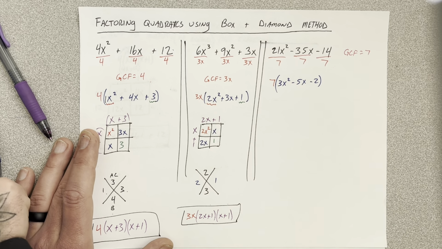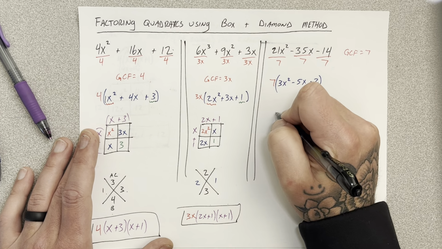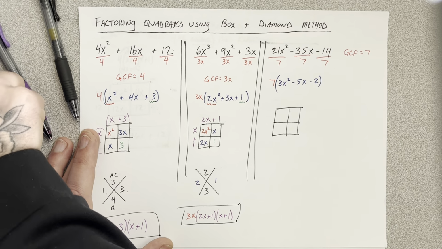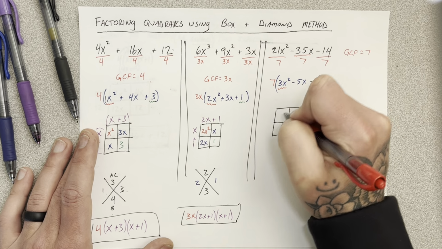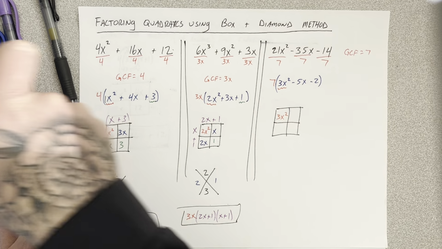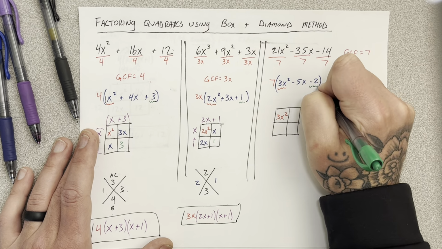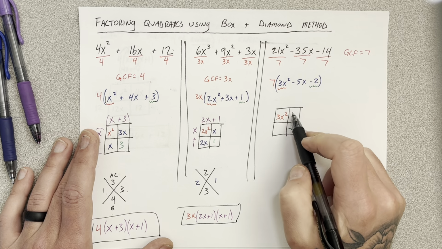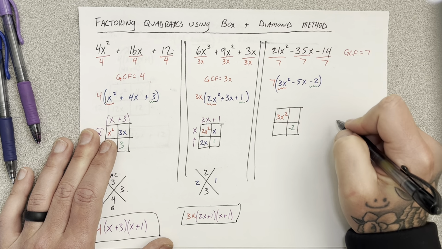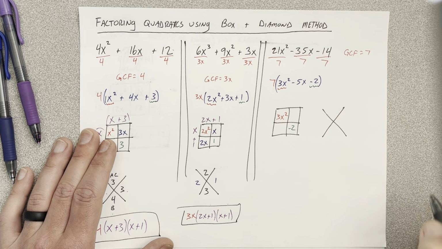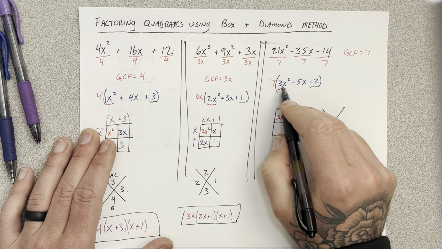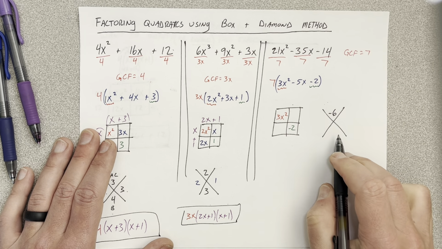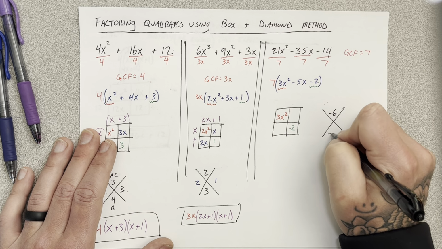Now, this blue quadratic, the a value is not 1. Let's do box and diamond. Put the whole quad in a box. 3x squared. We got a negative 2. Again, being careful with our negatives. We're going to split up this negative 5 in some sort of way. I don't know what that some sort of way is. We need the diamond to inform us. AC goes on top. A times C, 3 times negative 2, that's negative 6. B goes in the bottom, that's negative 5.